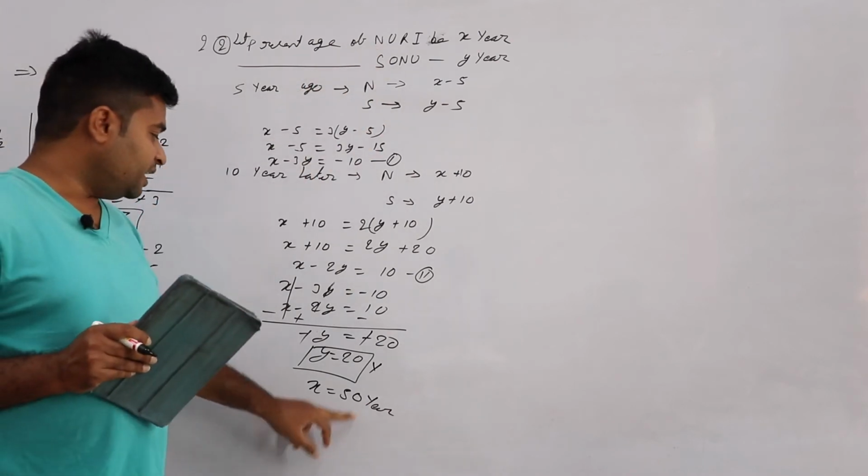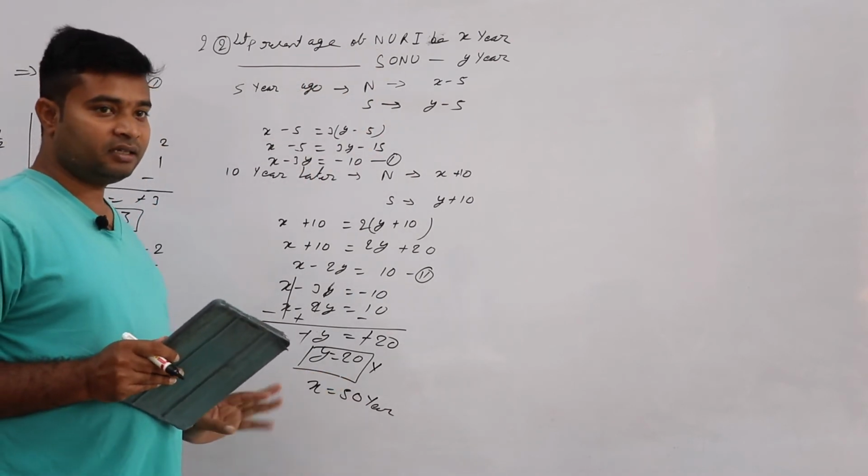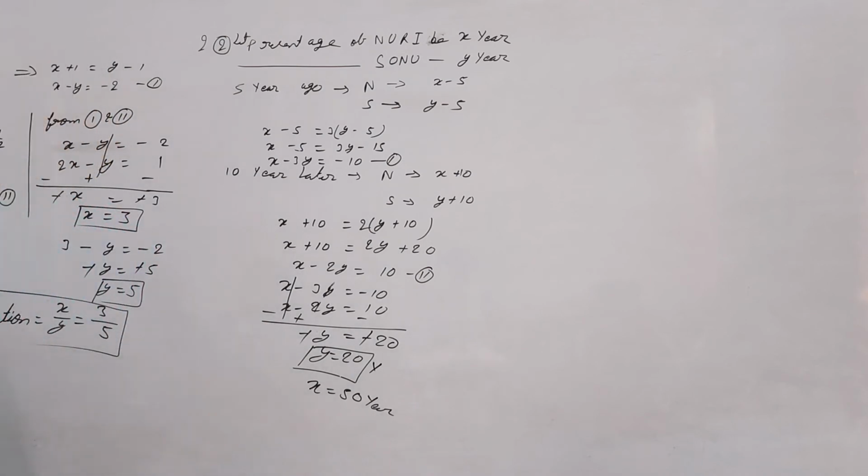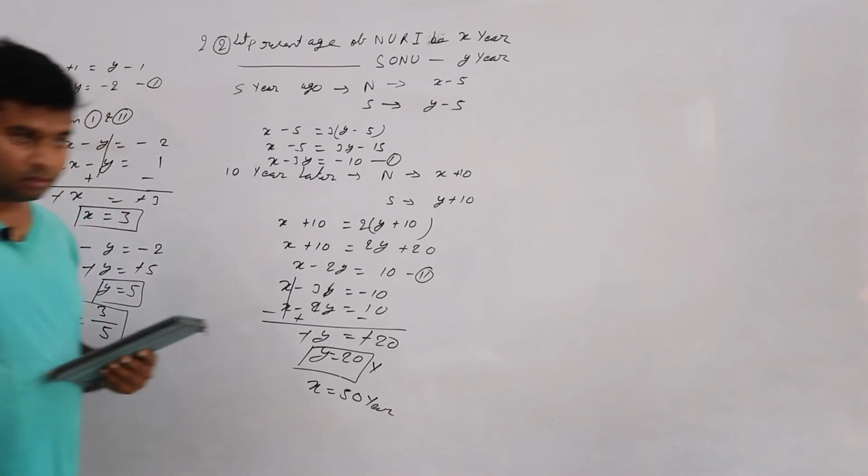Nuri's age was 50 and Sonu's age was 20. Understood? Then see next.